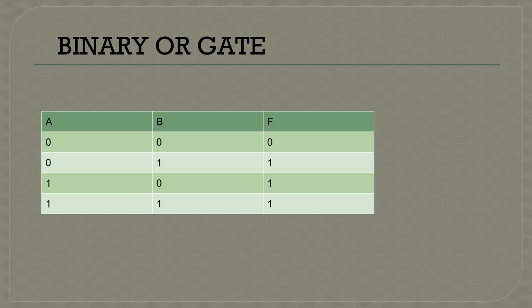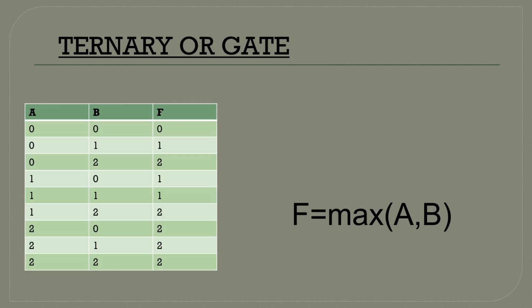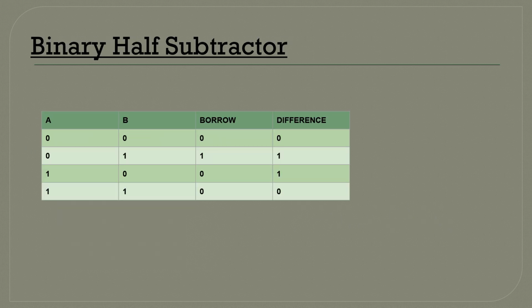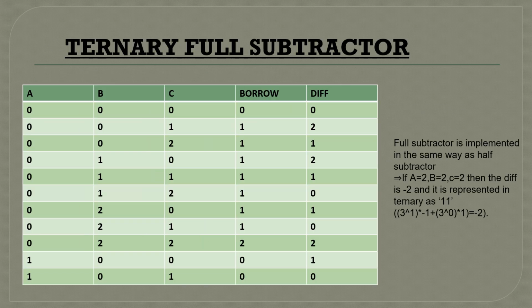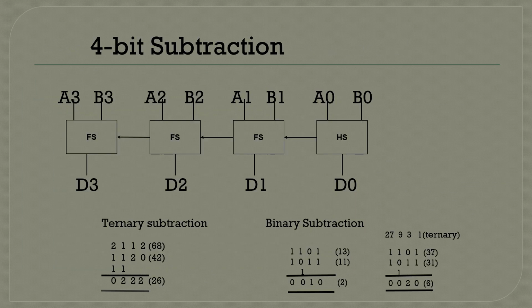We can see that in the binary OR gate, the output is the maximum of the inputs given. The same logic was extended for the designing of the ternary OR gate, where the output is the maximum of the inputs given, A and B. And this is the binary half subtractor, and the same logic was extended for the design of the ternary half subtractor, and this was extended for the design of the ternary full subtractor. This ternary half and full subtractor was used for n-bit subtraction. Here I have just shown the 4-bit subtraction, but we can have n-bit subtraction.